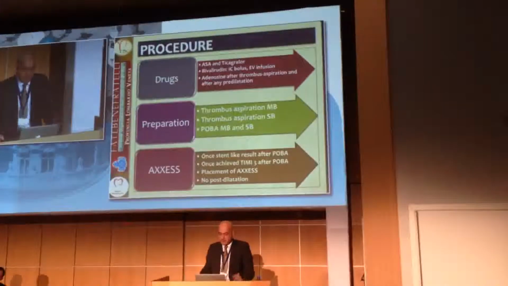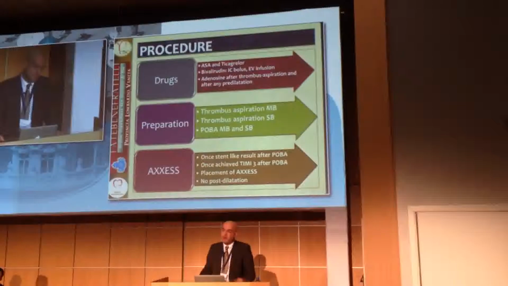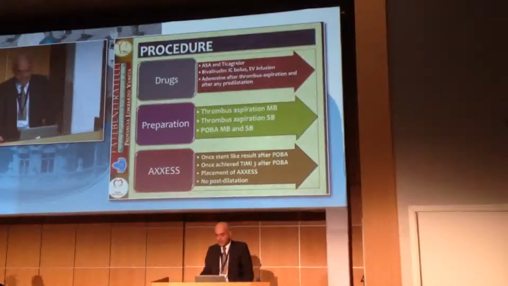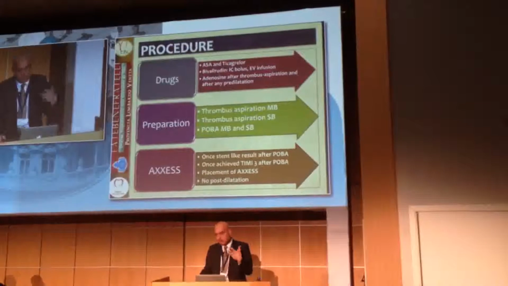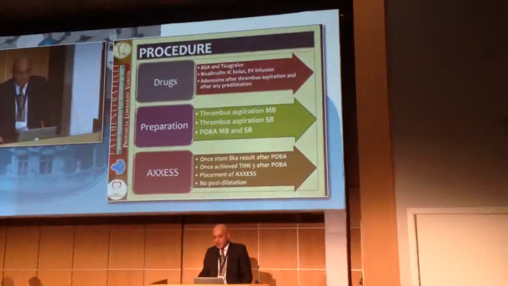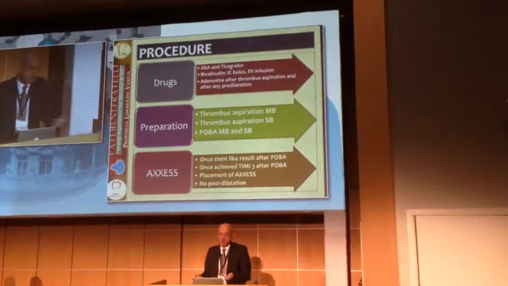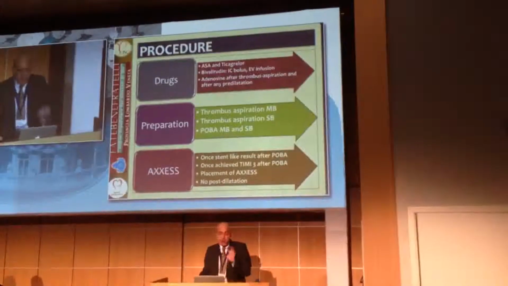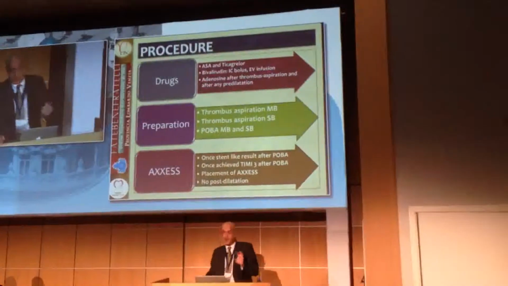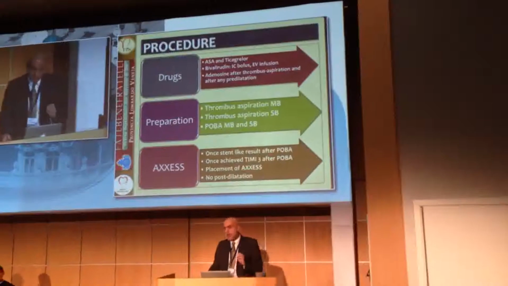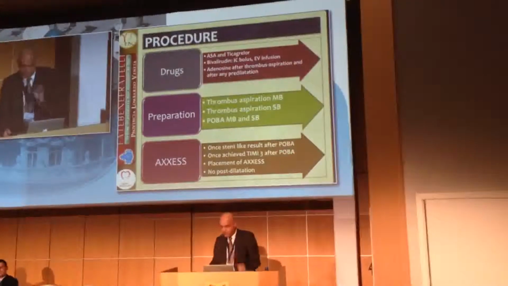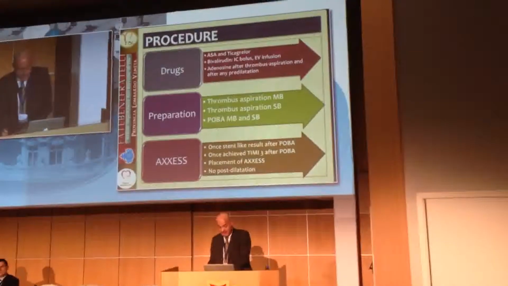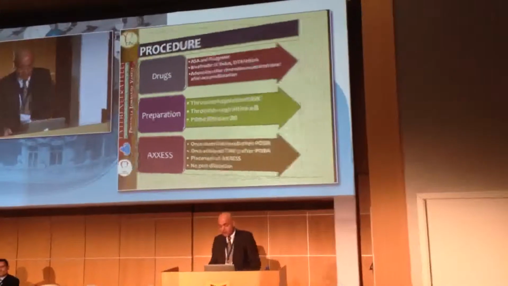In all patients, almost all patients, I'm using adenosine quite much after thrombus aspiration, after the predilatations, to have a good flow and lower thrombus burden in both vessels. And once achieved a good result after the predilatations, and once achieved a good TIMI flow, which means 2-3, I placed the AXXESS in the bifurcation with no post-dilatations.